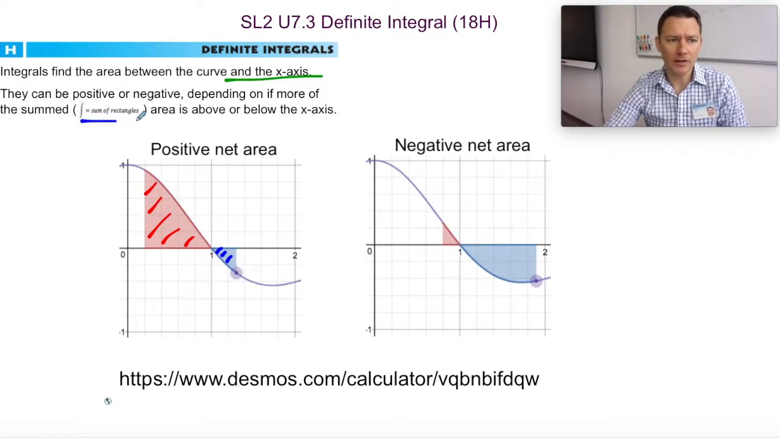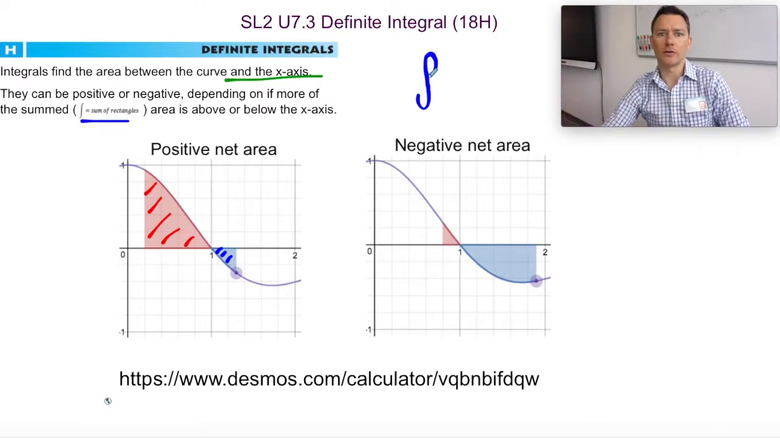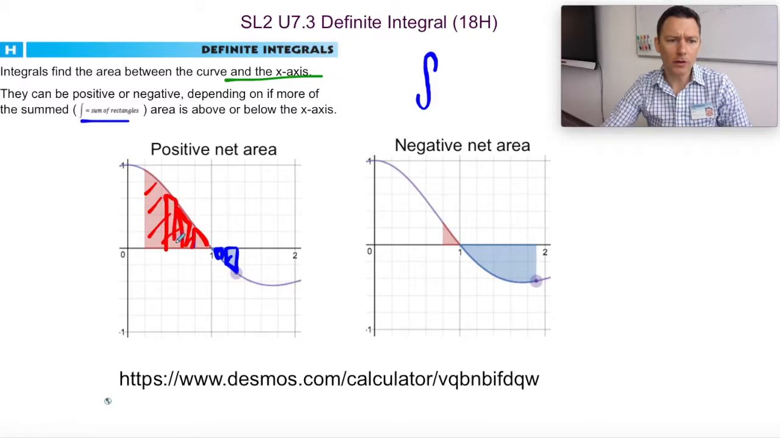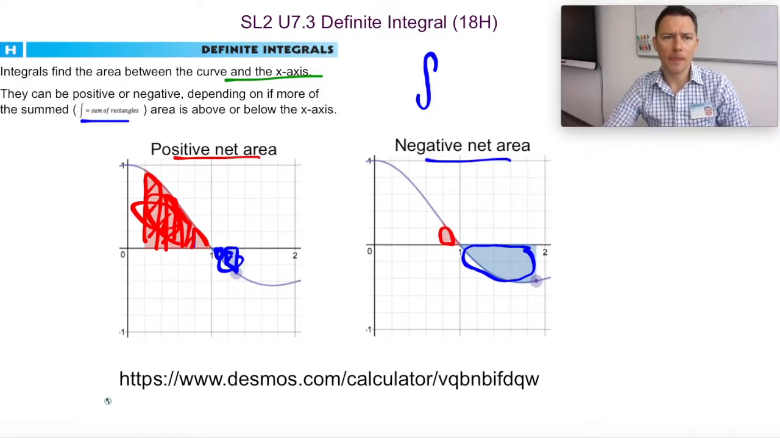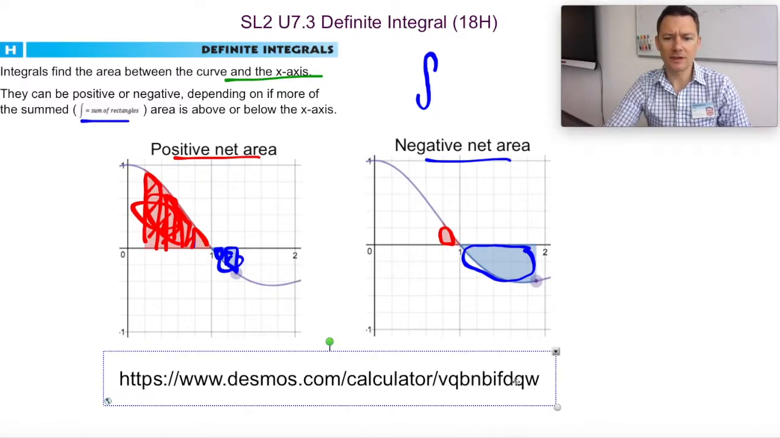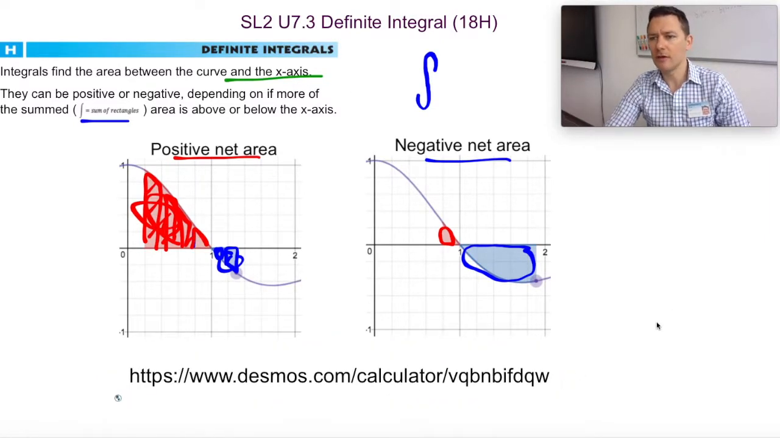You're summing, right? The stretched out s that is the integral sign just means the sum of this rectangle, trapezoid, that trapezoid, and all of these. So if you have more positive than negative, you're going to have a positive net area. There's more here than there is there. And if you have more negative net than positive, you have a negative net area. There's some fun pieces on Desmos if you want to play with this.